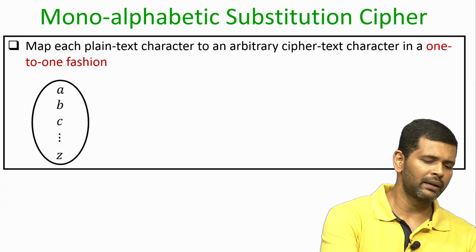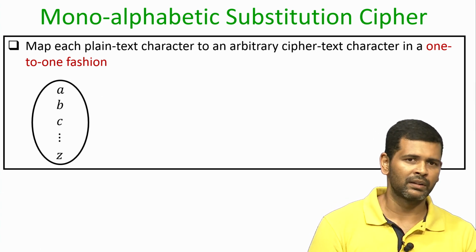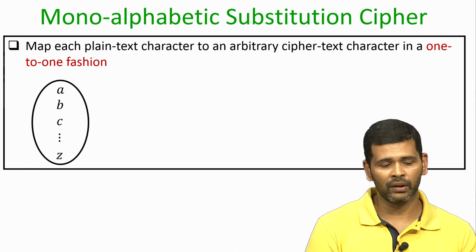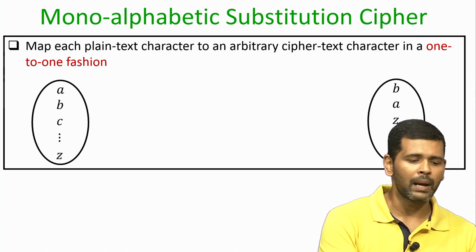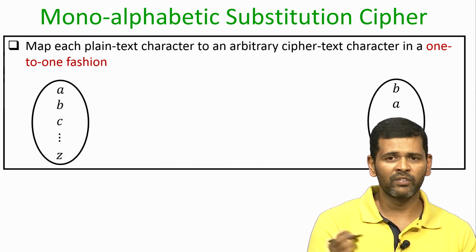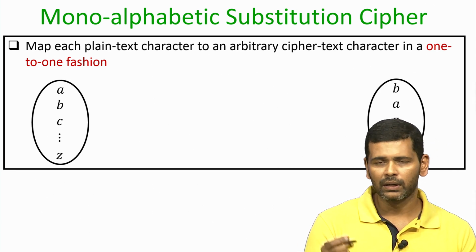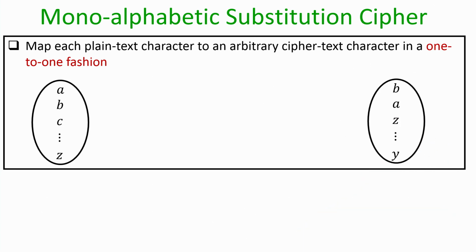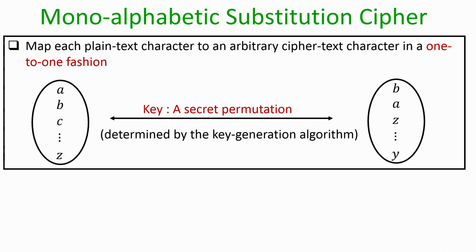We know that the plaintext characters could be any of the characters in the range a to z, or 0 to 25. What we do is, we map each plaintext character in a 1-to-1 mapping to the set of ciphertext characters a to z. That means the key is going to be a secret permutation of the set 0 to 25, which is going to be known only to the sender and the receiver.